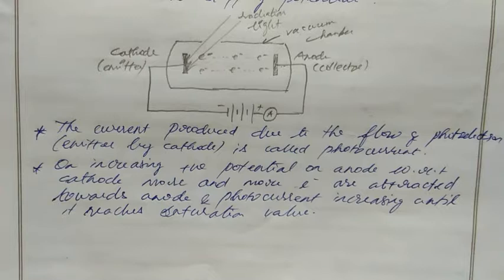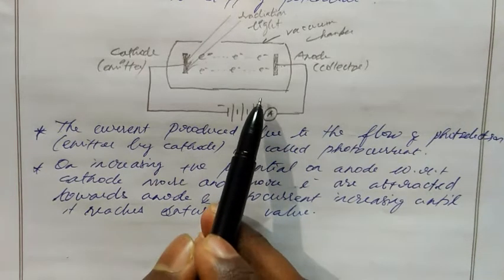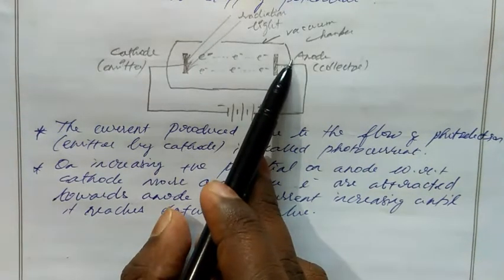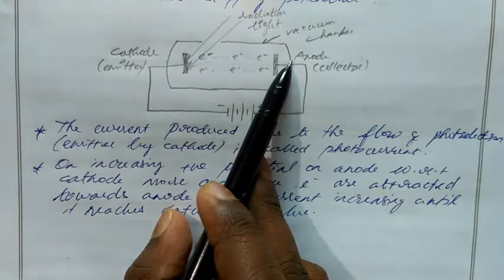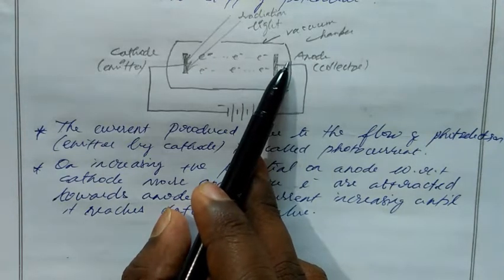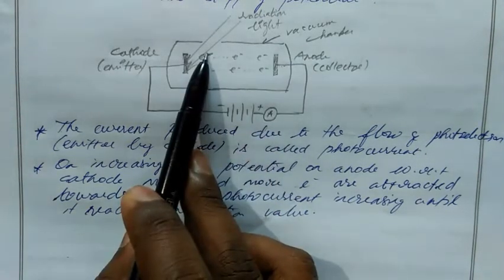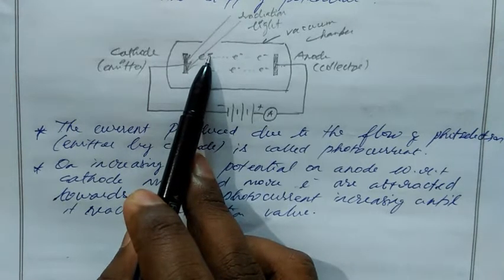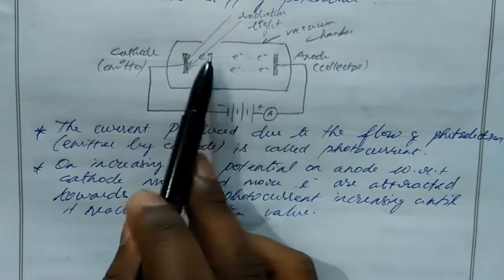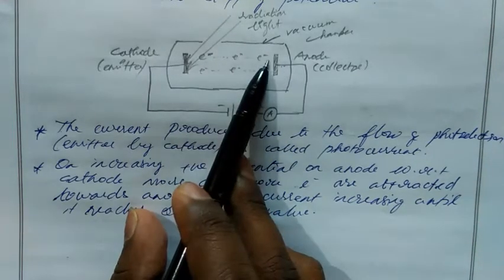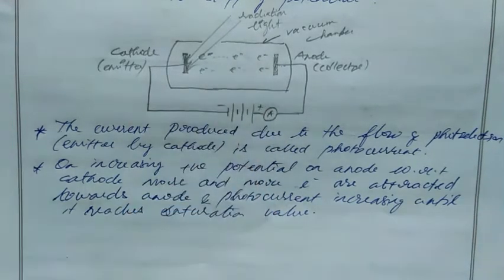Clear? Now think, if we change the potential and give the anode a negative potential, what will happen? If the anode is at negative potential, then electrons also have negative charge. So the repulsion will take place, correct? Like charges repel. The anode is also a negative plate, and the electrons coming towards the anode also carry negative charge, so negative will repel.